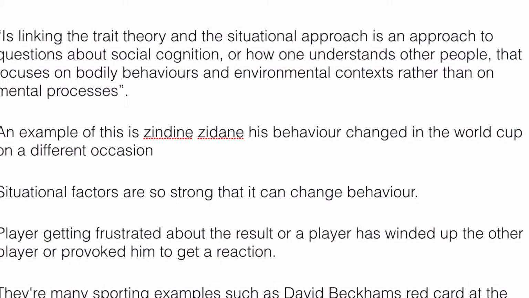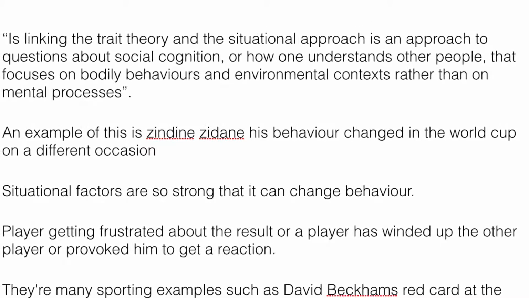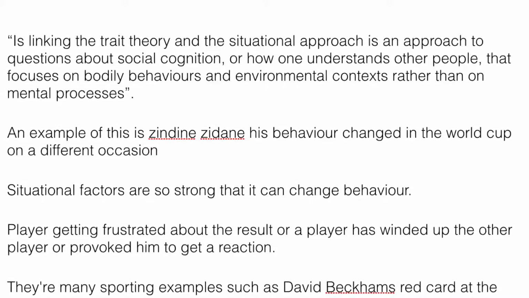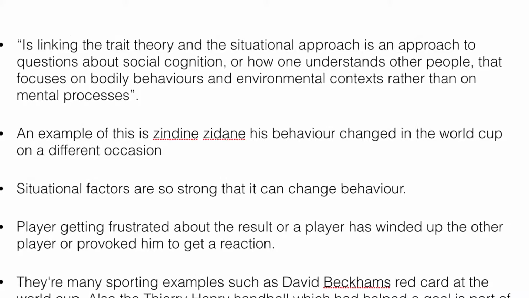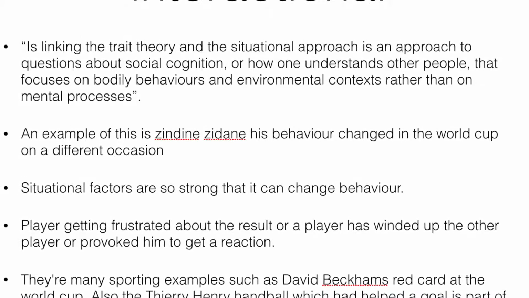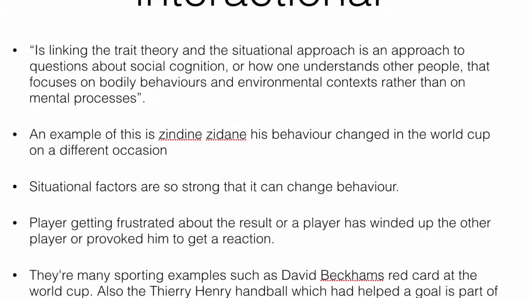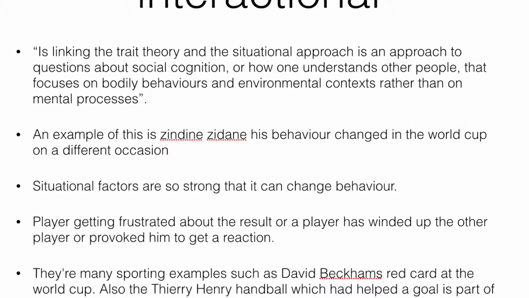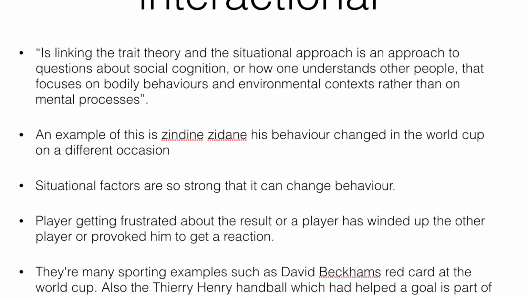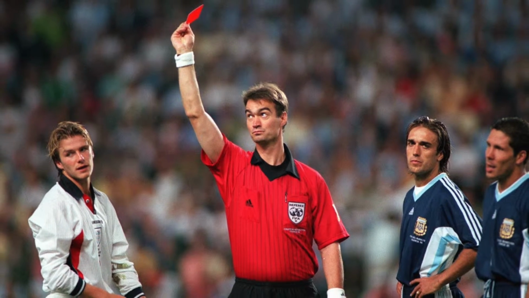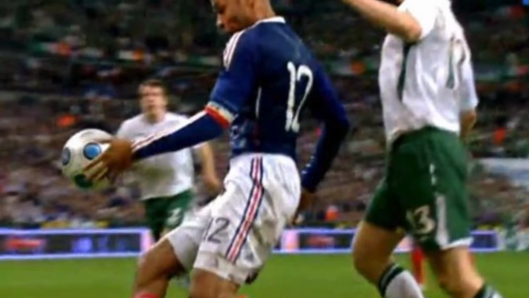Interactional theory links the trait theory and the situational approach. It is an approach to questions about social cognition, or how one understands other people, that focus on bodily behaviours and environment context rather than mental processes. Situational factors are so strong that they can change behaviour. Players get frustrated about the result, or a player has wound up the player or provoked him to get a reaction. There are many sporting examples, such as David Beckham's red card at the World Cup. Also, Thierry Henry's handball, which helped.